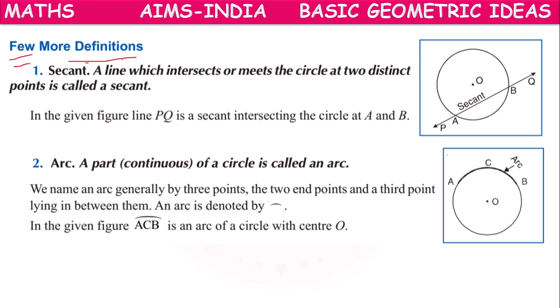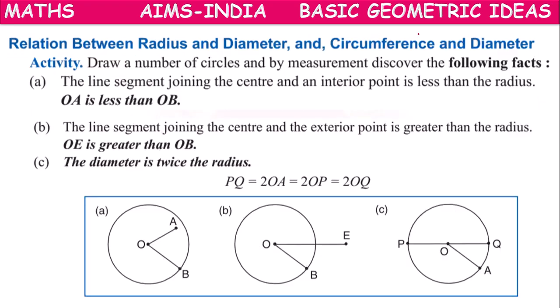Next, a few more definitions. Circumference is the total length starting from P, taking one complete round and coming back to P. That is, C equals 2 pi R, where pi stands for 22/7 and R stands for the radius.